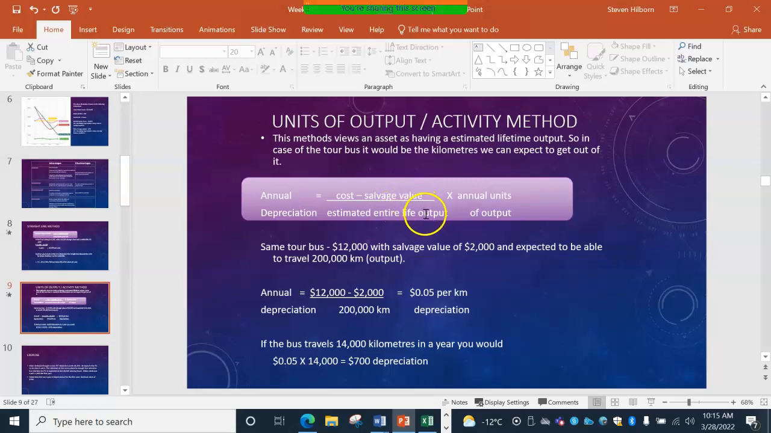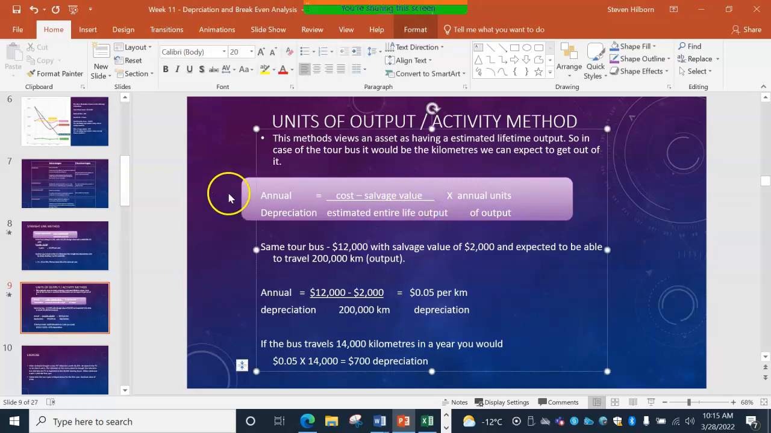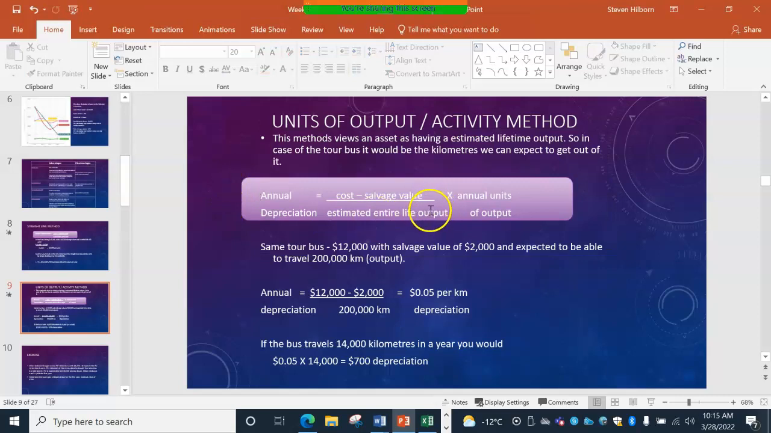Now we have to figure out what this is. So is it kilometers? Is it hours? Is it units? We don't really know. And it's going to be all different depending on what you actually have, like what the piece of equipment is. But for vehicles, it's easy. It's usually kilometers. So they expect to be able to drive this tour bus at least 200,000 kilometers. So what they'll be doing is saying 12,000 minus 2 is 10, divided by 200,000, and then multiplied by the annual units of output.